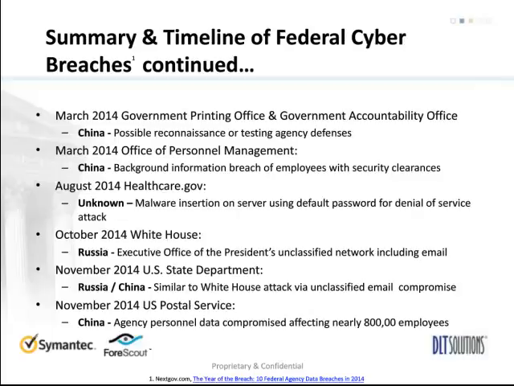Also, we see links between attacks potentially in October 2014 and November 2014 with the White House and the U.S. State Department, where Russia had been identified as the offender for attacking unclassified mail networks and taking mail and the data within that mail. So again, we're able to launch repetitive attacks across dissimilar organizations within our government. And finally, most recently in November of 2014, the very well publicized China attack of the U.S. Postal Service, compromising nearly 800,000 employees' sensitive data.